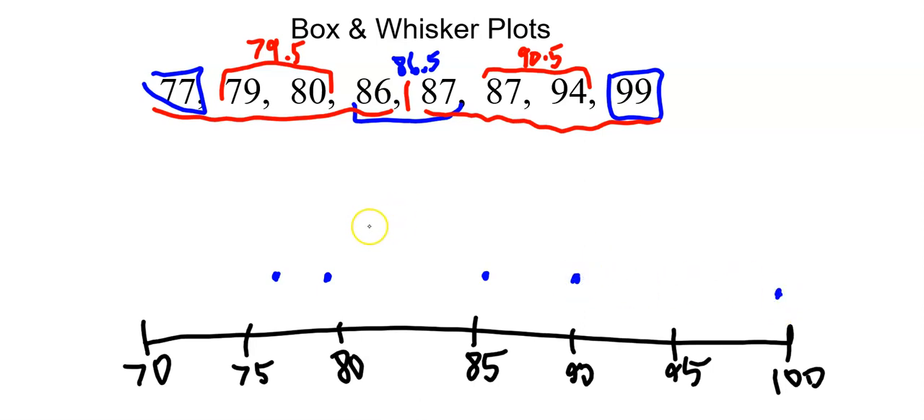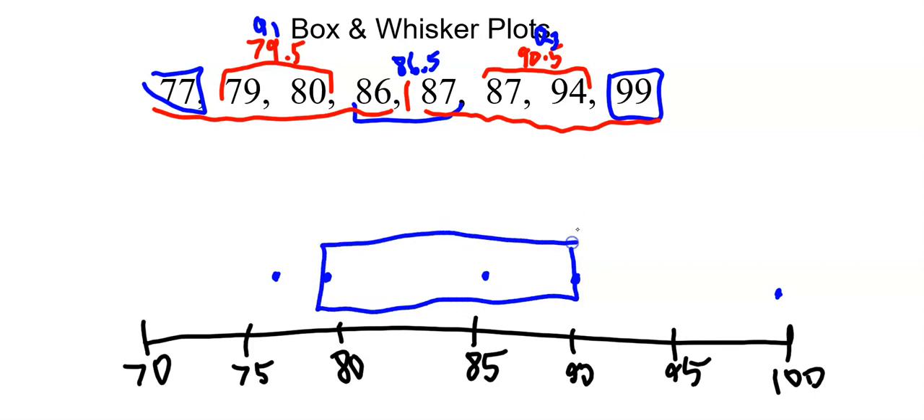So the box, again, this is really Q1 right here. This is Q3. So it goes from Q1 to Q3. You draw a box there, draw your line for the median, and connect these. And we got it. This is just a different way of viewing the data.